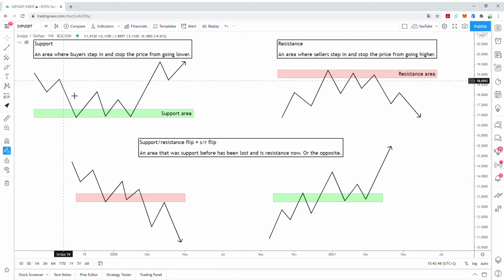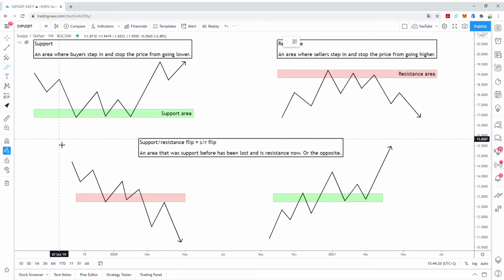Okay, so we have seen what is support, what is resistance. We know why to buy and why to sell. And now we're going to look at a support and resistance flip. This is an area that was support before, that has been lost, and is now a resistance, or the opposite. It was a resistance before, and now it has turned into support. And this is what you want to find in trading.